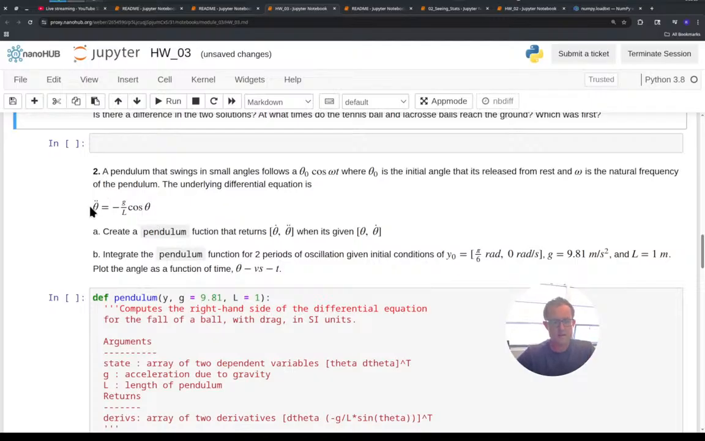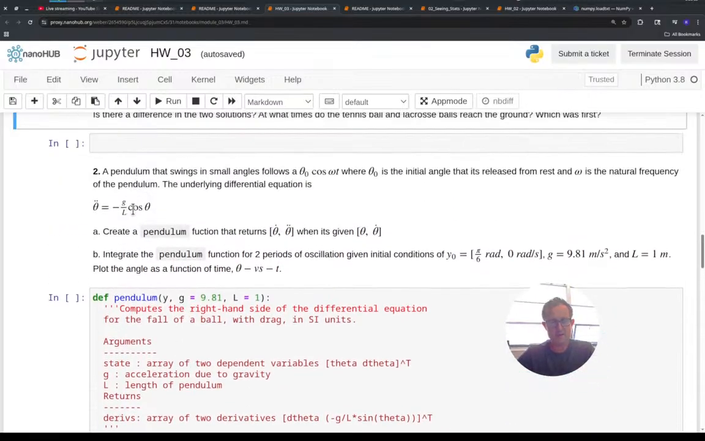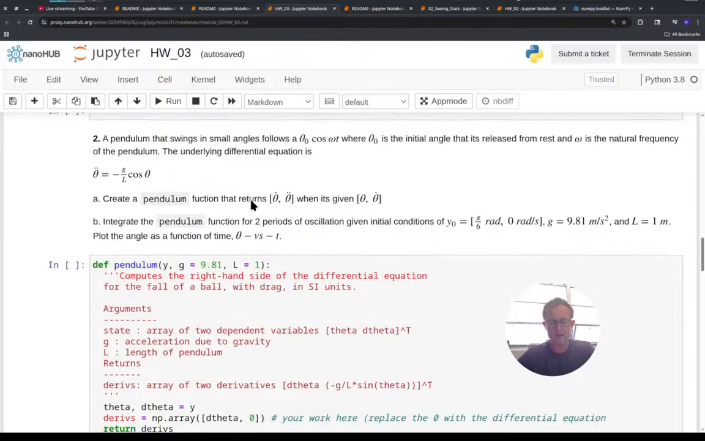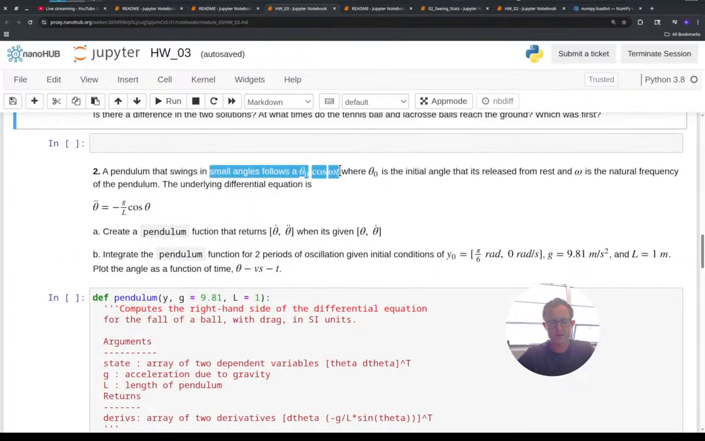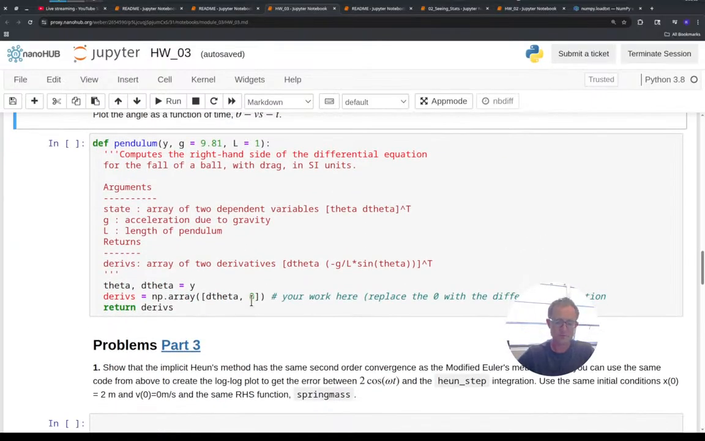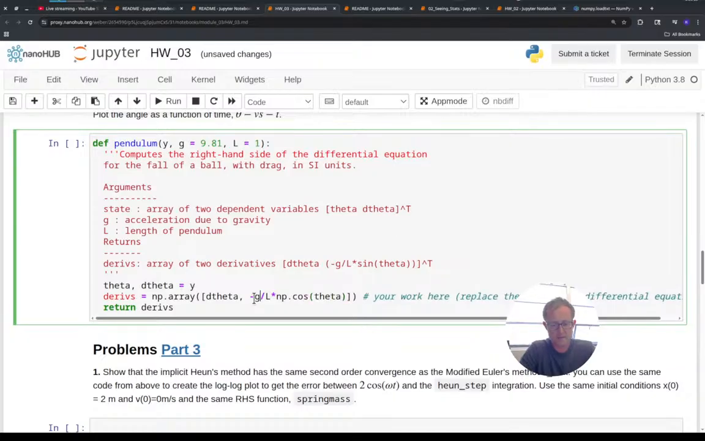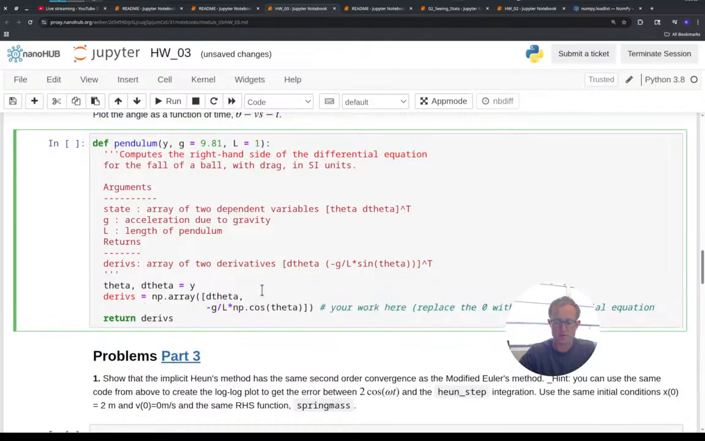I'll plug in this value first, because this is what I first saw: negative g over L times cosine theta. If it's small angles, then it follows this cosine omega t. But what we'll find out is that it is not small angles. So g over L times np dot cosine of theta, just like that. You can put it on multiple lines, I like to put it on multiple lines.